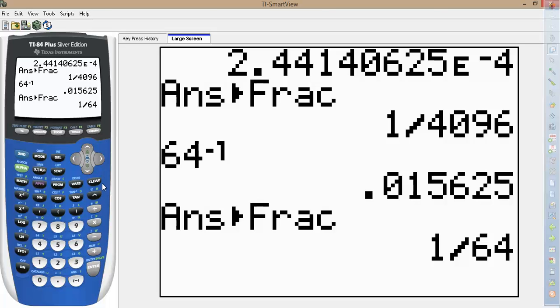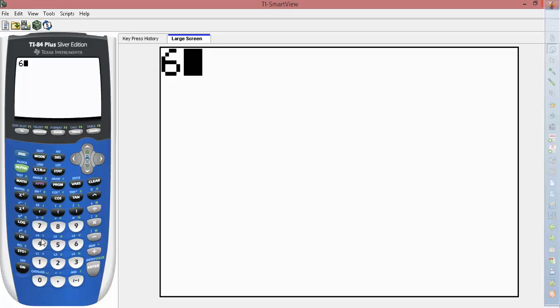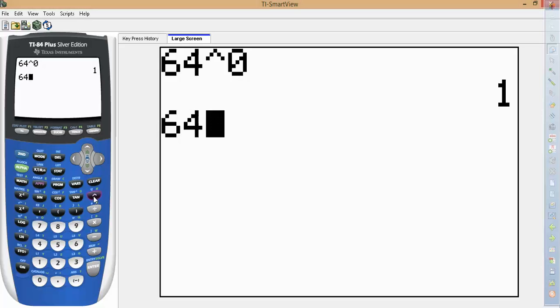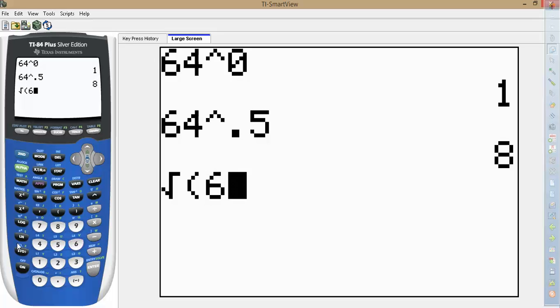So what kind of numbers have we left out here? The only other number I could think of so far would be 0. Anything to the 0 power would give you 1, and I'm looking for 8. What happens if I take 64 and raise it to a square root? Let's try 1/2 and see what happens. Oh, look, there's an 8. So 64 to the 1/2 power is essentially the same as taking the square root of 64.